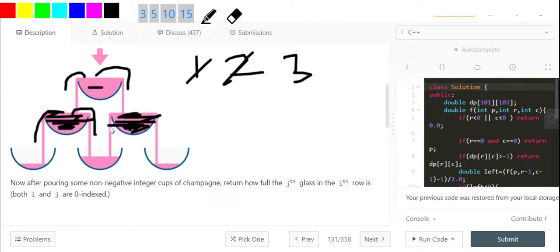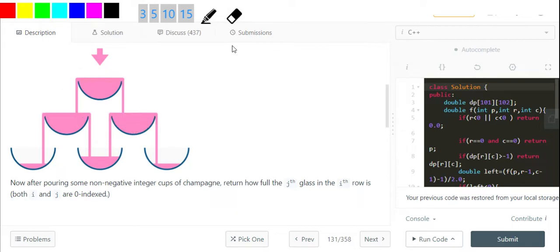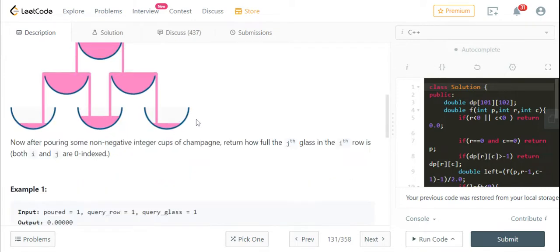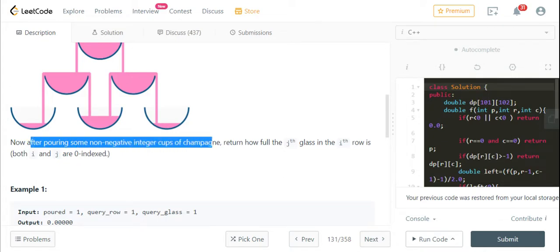And again, if I pour from above, again something will come from here, something will come from here, something will come from here, as well as from here. So this is what the problem statement is trying to tell you. I hope the problem statement is clear till now. Now let's see what it is asking for us to do.